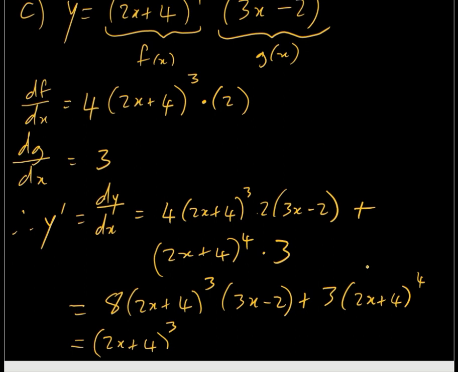And now this goes into, I'll use square brackets, 8 times (3x − 2) plus 3 times (2x + 4). And I'm sure we can even factorize further if you want to, but I don't think that's necessary now, because the differentiation part is done. It will depend on the question how far you want to factorize this.